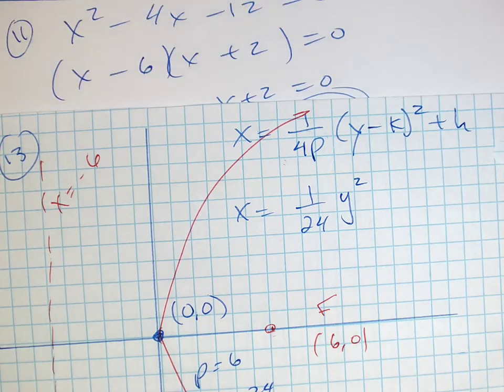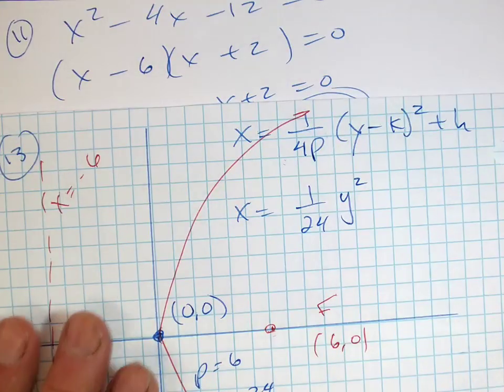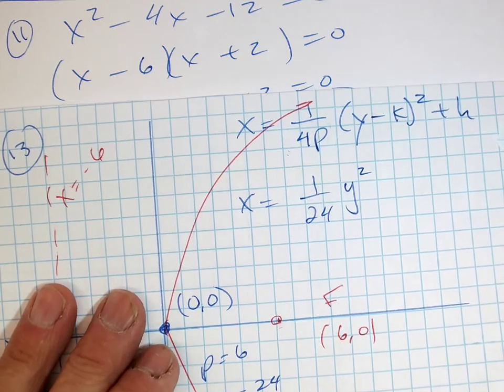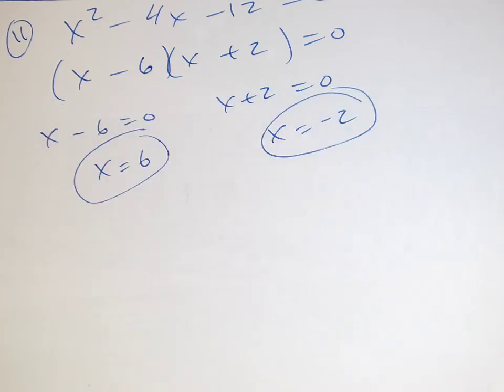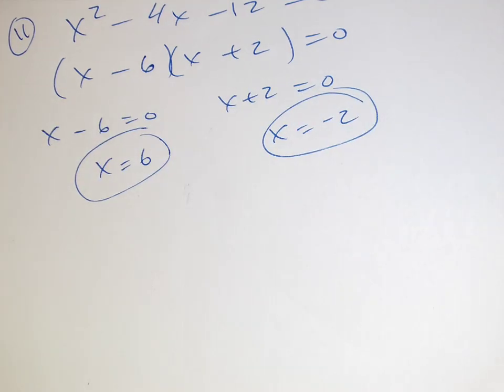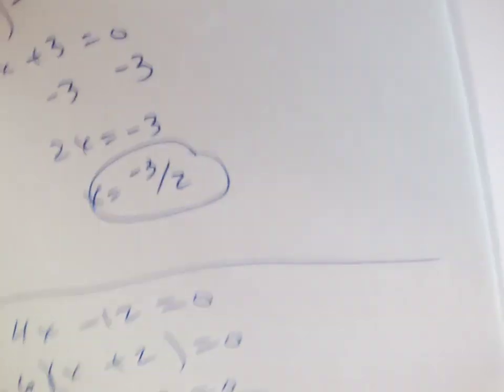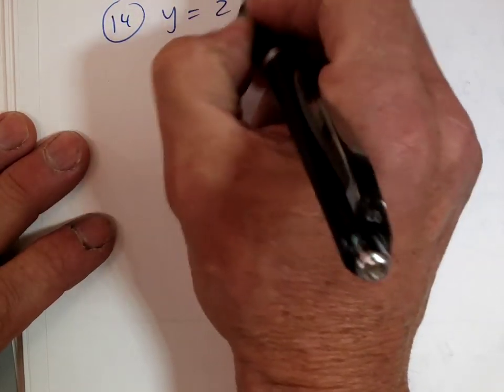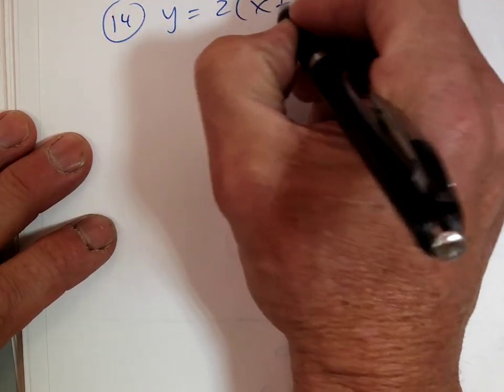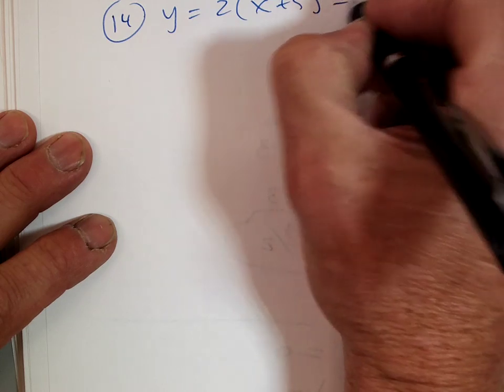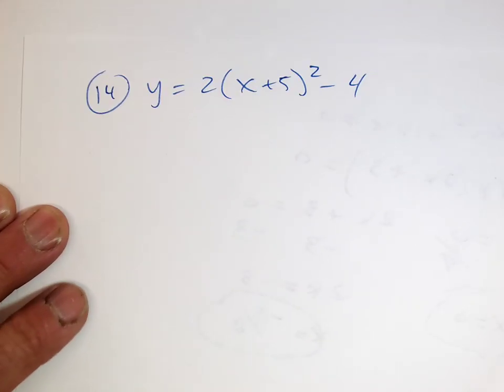Okay. All right. You guys ready to turn the page? Okay. 14, 15. All right. Now 14, 15. I don't need to graph these. I can get the answers pretty easily. Now 14. Let's go to Quinn's rule. Okay. 14. Let me write it down. I have y equals 2 times x plus 5 squared minus 4. Okay? You don't need to graph this. We're just going to remember Quinn's rule.